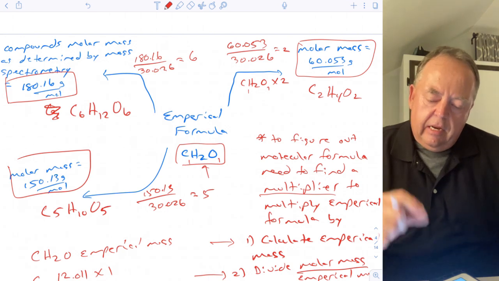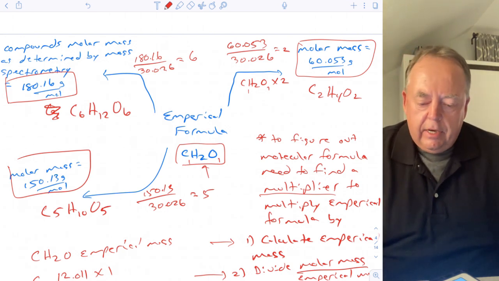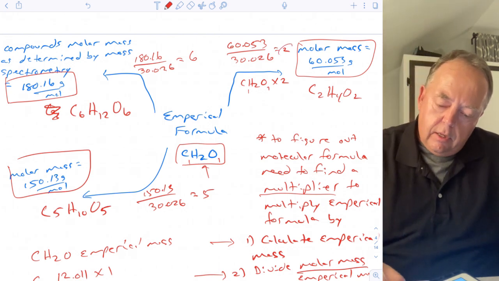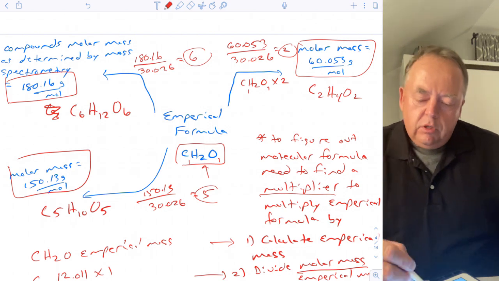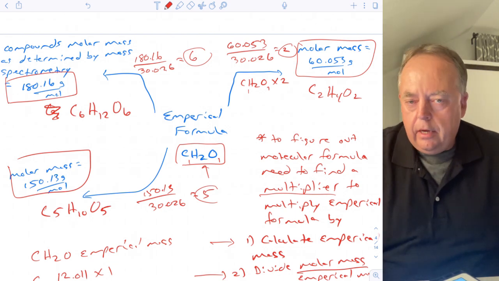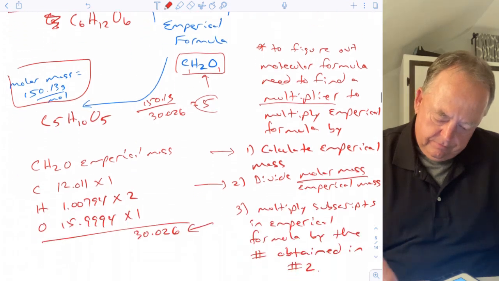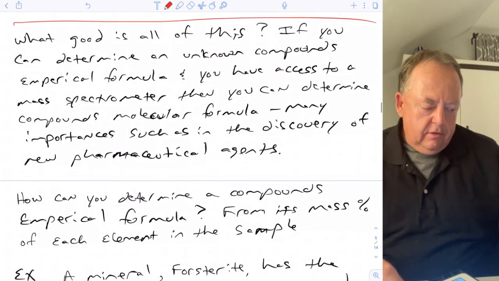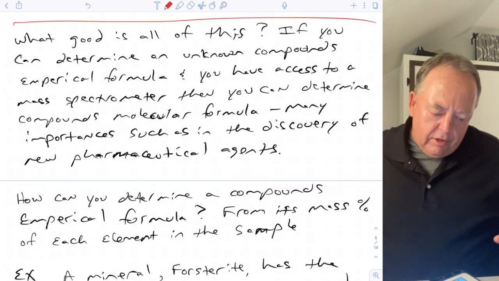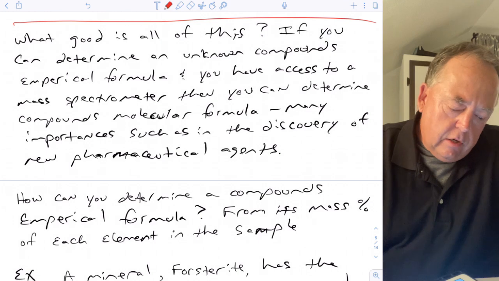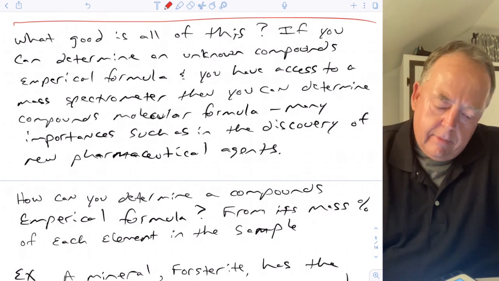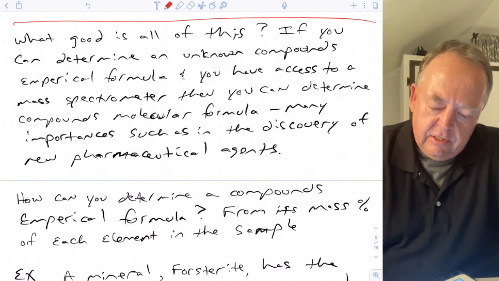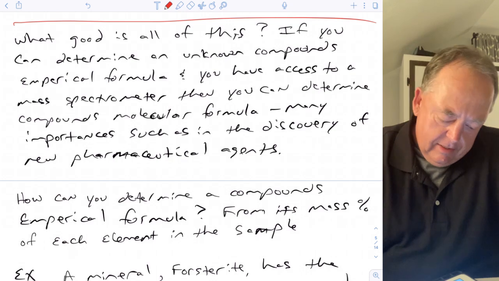So that's how you can get from an empirical formula to a molecular formula. You have to get the molar mass, and you have to have the empirical mass, divide the two to find your multiplier, 2, 6, and 5, and then multiply all of the subscripts in the empirical formula by that multiplier. Okay, so what is this good for? Who cares, right? It's actually a very important part of chemistry, because if you can determine a compound's empirical formula, then you can use a mass spectrometer to get its molecular weight, and then you can use that information to get the compound's molecular formula.